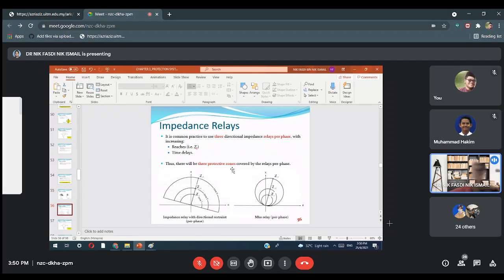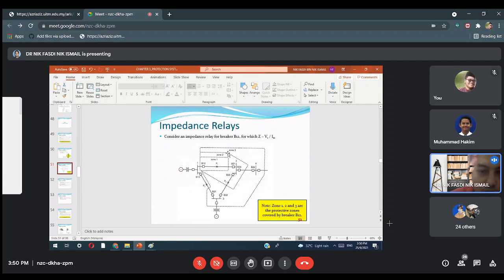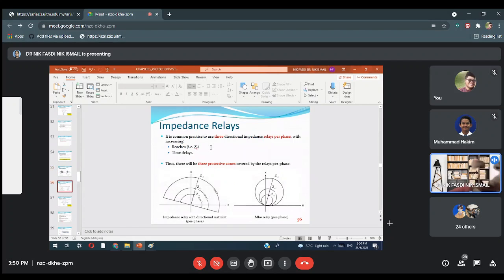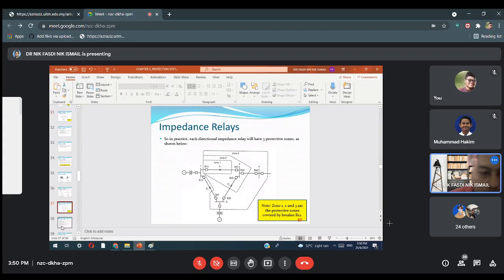Okay, impedance relay. Now, because you may not be very clear on why it has zone 1, zone 2, zone 3, in this slide we explain. It is common practice to use 3 directional impedance relays per phase with increasing reaches ZR and time delay. Thus, there will be 3 potential zones covered by the relay per phase. So this is zone 1, zone 2, zone 3.